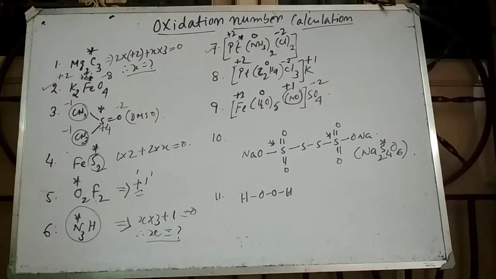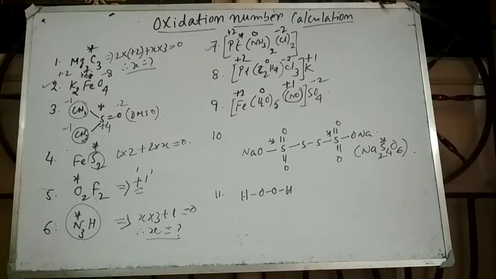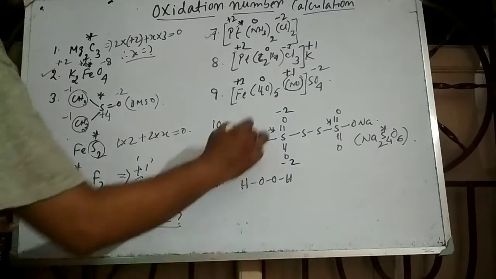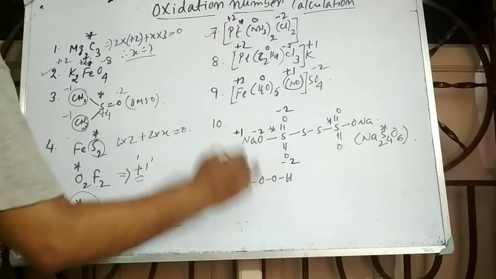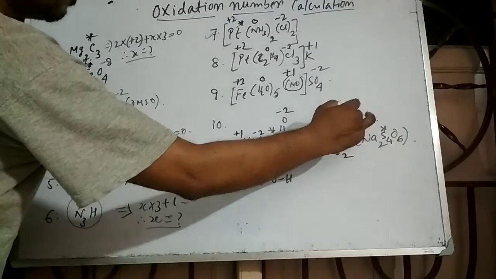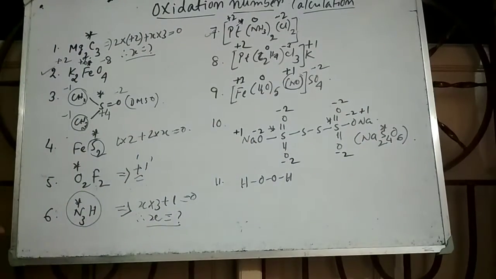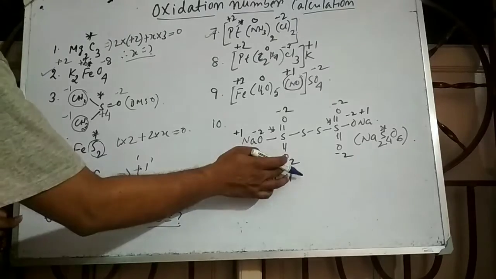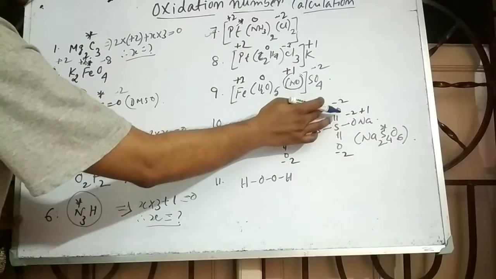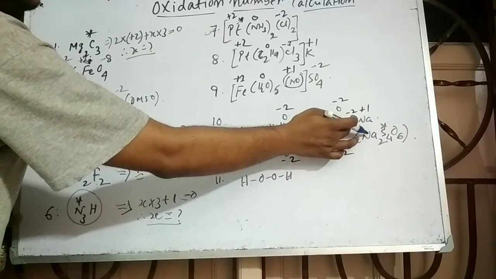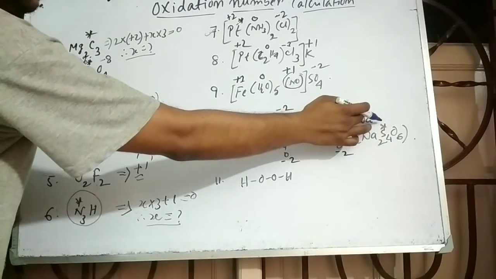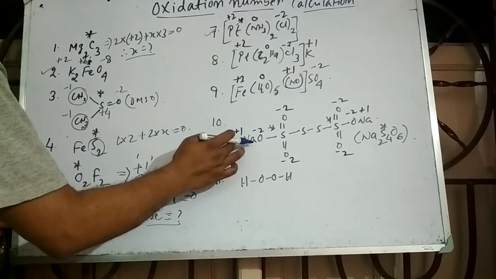This is Na2S4O6, sodium tetrathionate. Here the oxidation number of oxygen is minus 2, and sodium is plus 1. So the oxygen total is minus 12 and sodium total is plus 2.